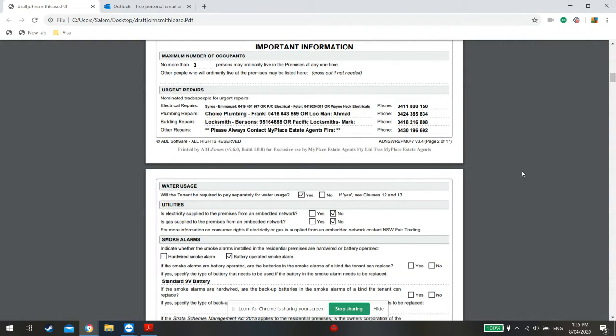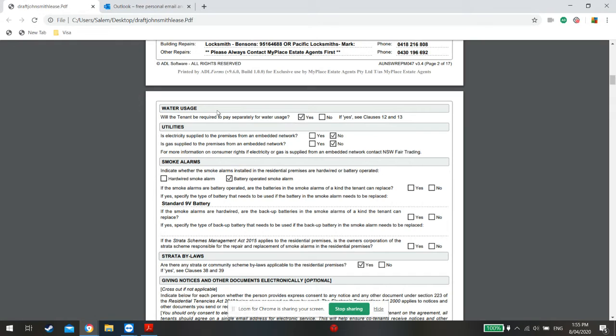If you've got any repairs that can wait, then we ask that you email them to us and we'll attend to them in due course. These are things that aren't necessarily urgent and can be dealt with in time.